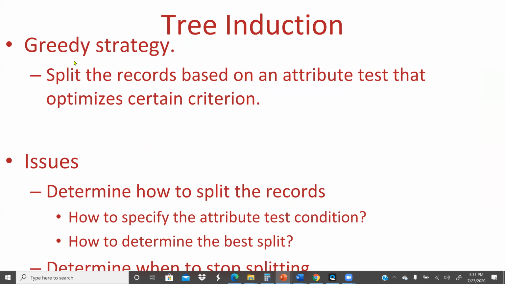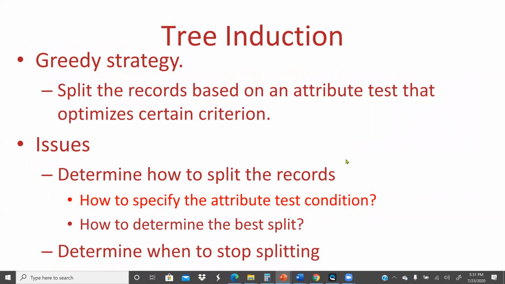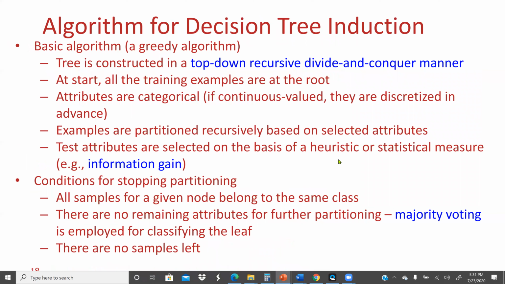So for tree induction, we have the greedy strategy. The concept of greedy strategy means we should split the records based on attribute tests that will optimize a certain criterion. The issues with this are that we need to determine how to split the records, which is how to specify the attribute test condition, and also how to determine the best split. And also determine when to stop the splitting. So how to specify the attribute test condition?